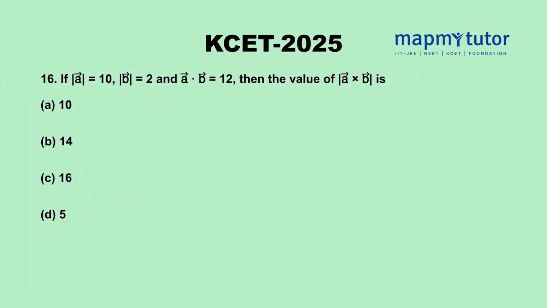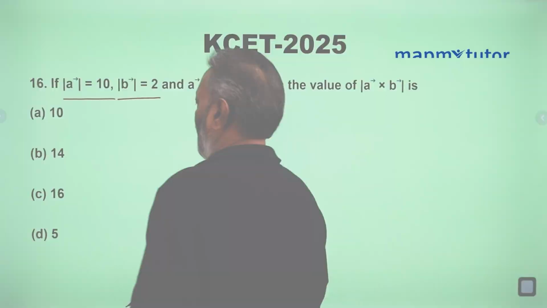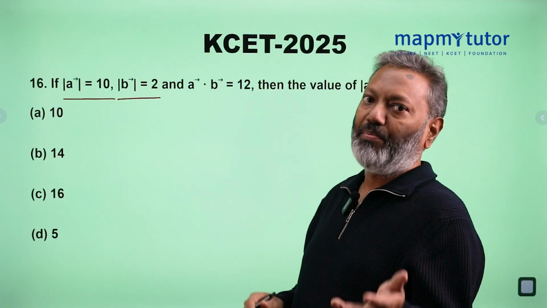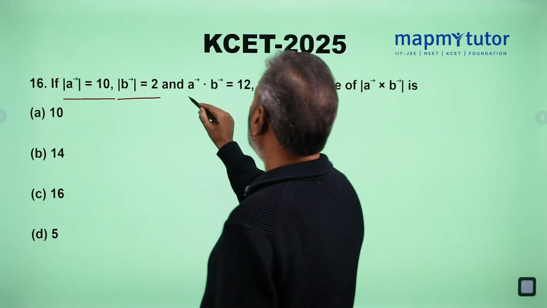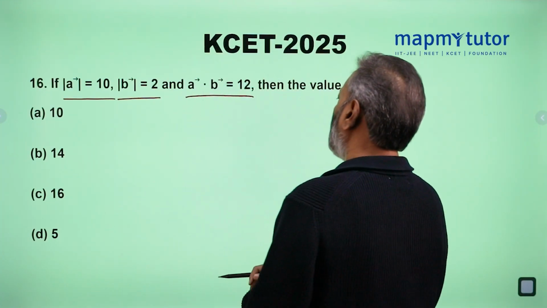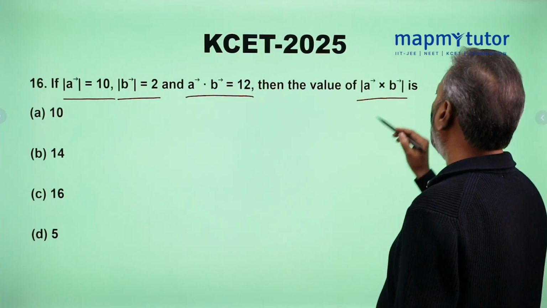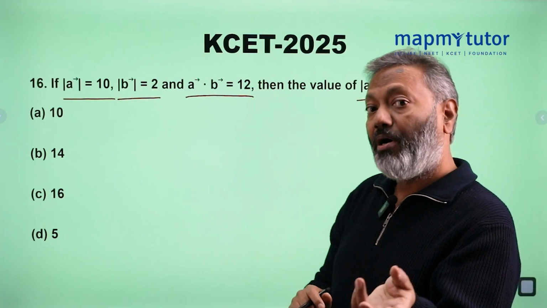Mod A bar is 10, mod B bar is 2. Actually, mod here means magnitude. In vectors, that mod symbol is used to represent the magnitude of that vector. And also the dot product of A and B is 12. Then what is mod of A cross B? That is the magnitude of A cross B.